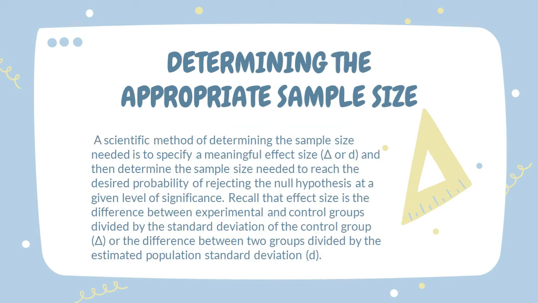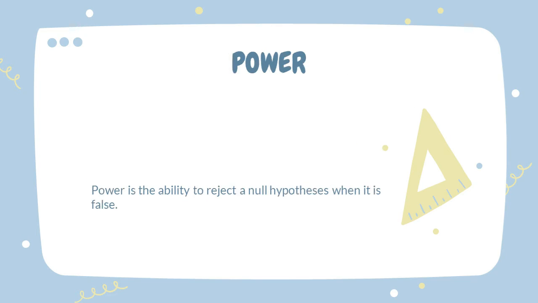Determining the appropriate sample size. A scientific method of determining the sample size needed is to specify a meaningful effect size and then determine the sample size needed to reach the desired probability of rejecting the null hypothesis at the given level of significance. Next is power. Power is the ability to reject a null hypothesis when it is false.